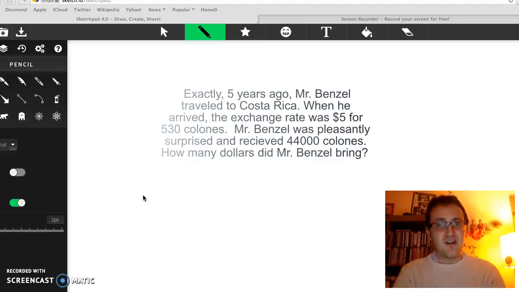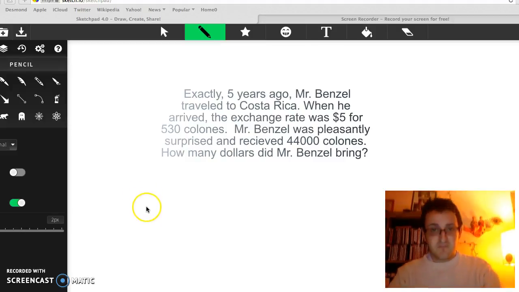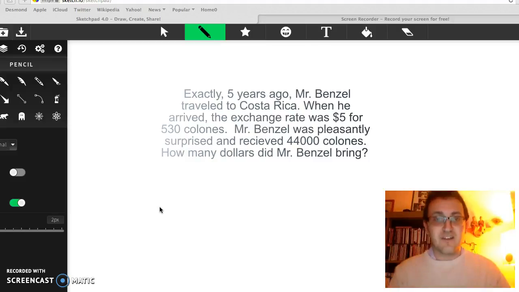So, anyways, I traveled to Costa Rica, and when I arrived, the exchange rate was $5 for 530 colones. And when I arrived at Costa Rica, I exchanged money and I found that the amount of money that I had was 44,000 colones. And we're going to find out how many dollars I brought with me to Costa Rica.